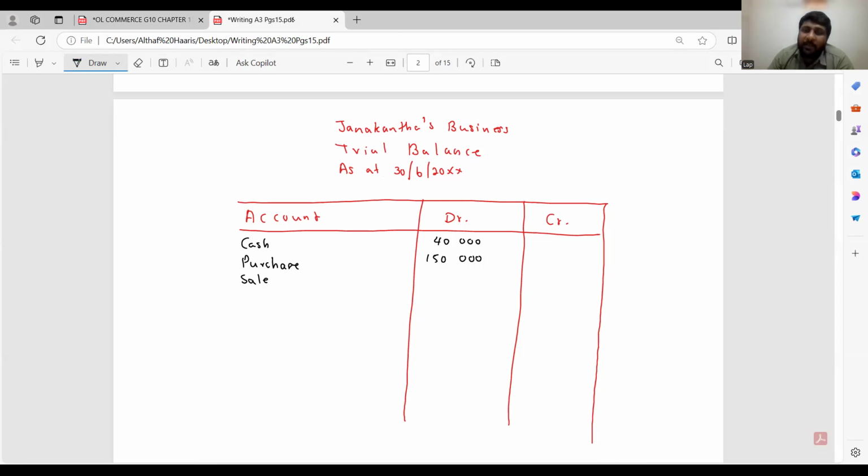Do it quickly and tell me whether it is balancing. Get the total and tell me whether it is balancing or not. I'm doing it slowly. Do it quickly and check if it balances. Try to balance it. 350,000.